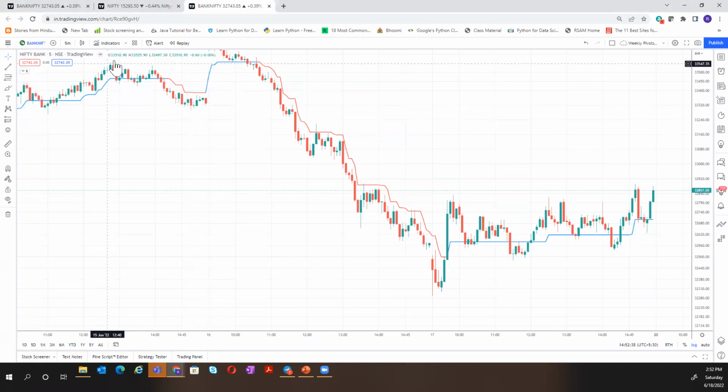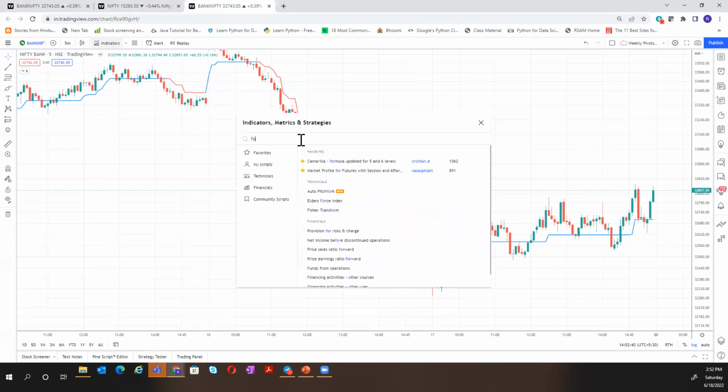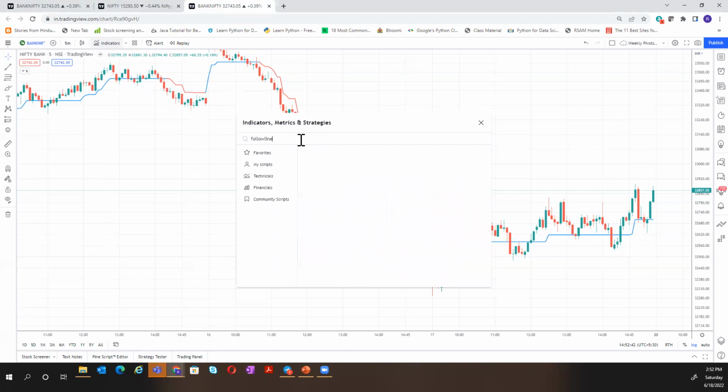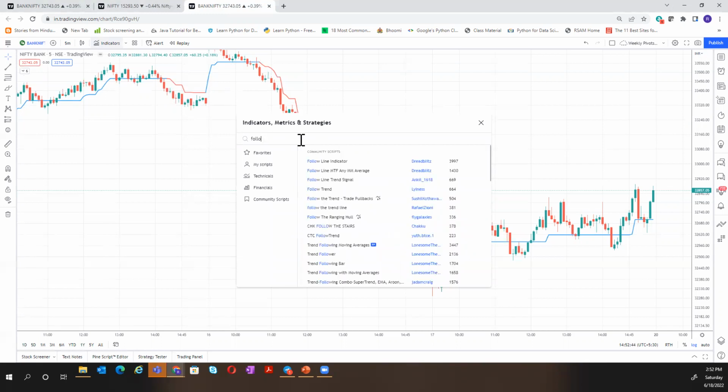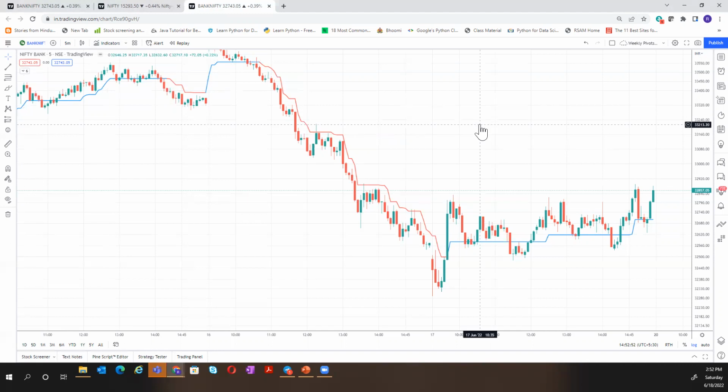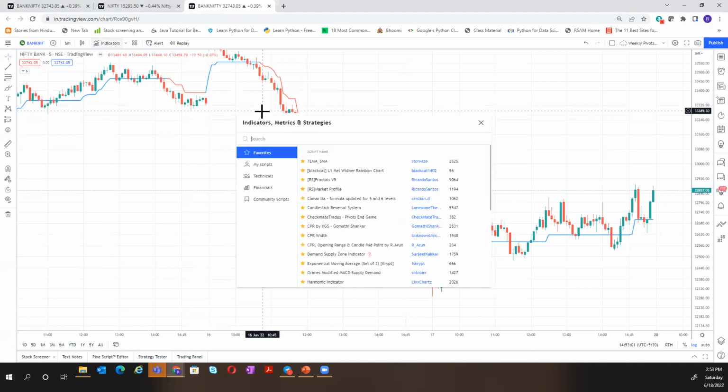If you go to TradingView, type in follow line, the first one. I just need the follow line indicator. Okay, Dreadblitz, you can select this one. I am not the author, somebody has created it. Now this follow line is based on Bollinger Band. If you don't know what Bollinger Band is, I'll just type in Bollinger Band.